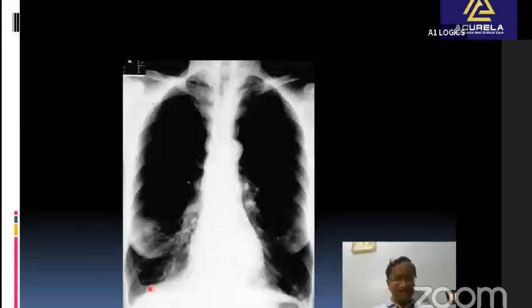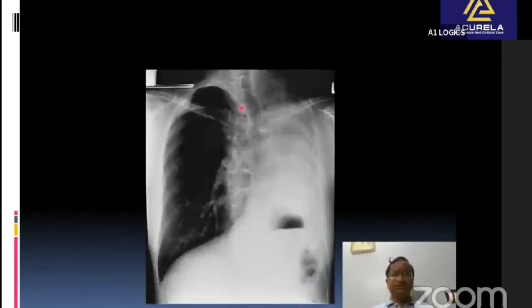Here you can see flattened, irregular diaphragm, complete emphysematous lungs. This is like a slightly tubular heart. Now this is likely to be emphysema.